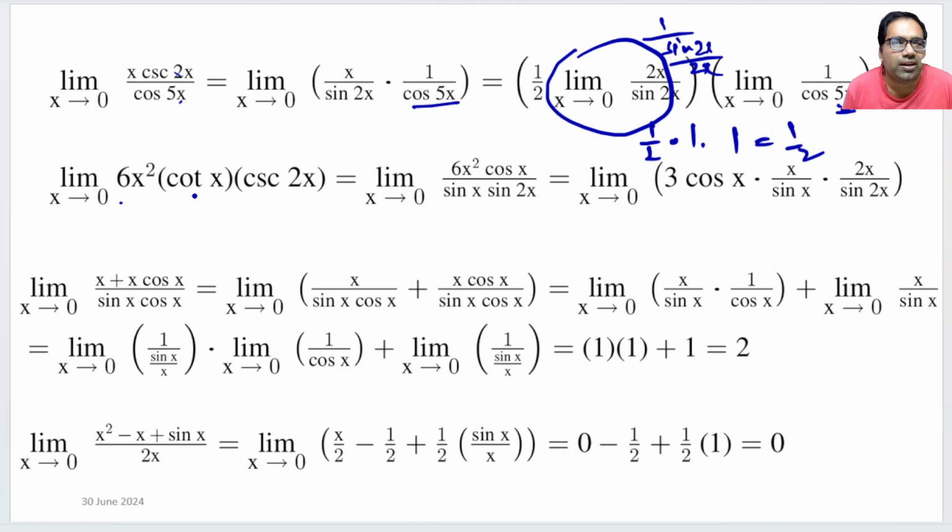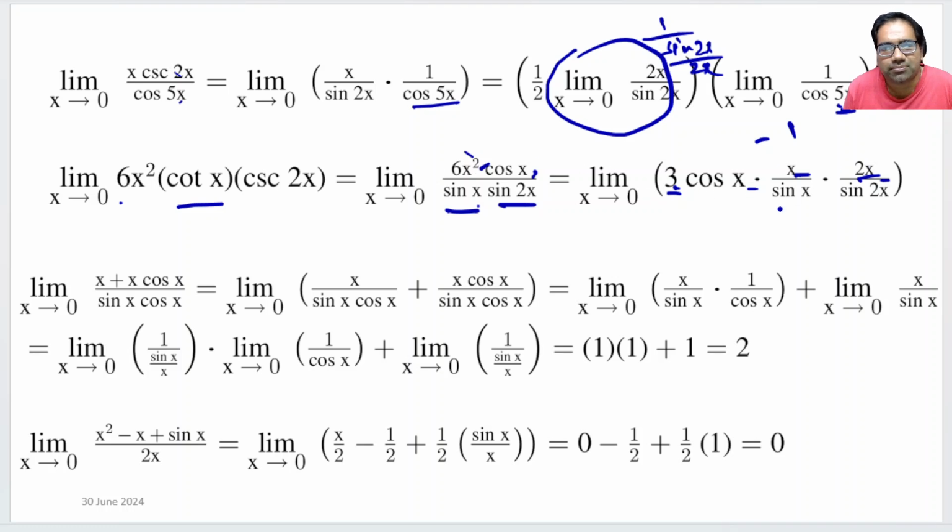In this case, 6x squared cot x cosecant 2x. Let us again convert everything into sine and cos. 6x squared cos x by sin x, that is cot x, and cosecant 2x is 1 by sin 2x. Right. We have an x squared here, and we have sin x and we have sin 2x. So let us use this. This 6x squared, we'll write it as 3 into 2x into x. Okay, this x and this 3, that is 3 twos are 6, 6x squared. We'll break it like this.